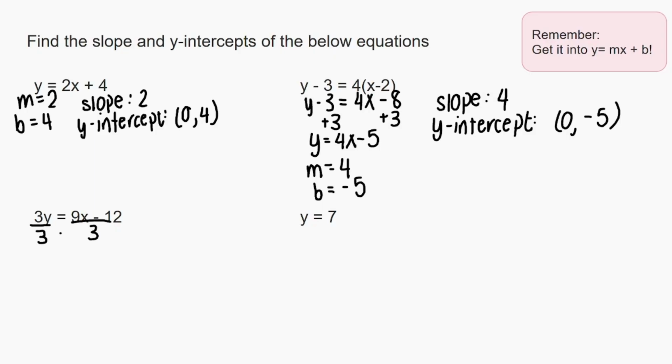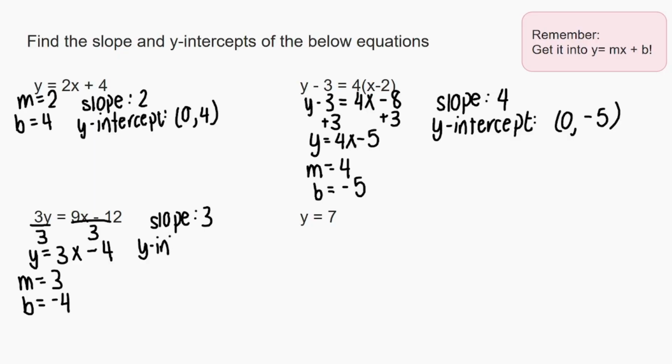Get rid of that 3. So we get y equals 9 divided by 3, which is 3, x minus 12 divided by 3, which is going to be 4. Sorry, I meant 12 divided by 3 equals 4. So because of that, we know that m equals 3 and b equals negative 4. So here we have slope is equal to 3, and we have y-intercept as (0, negative 4).